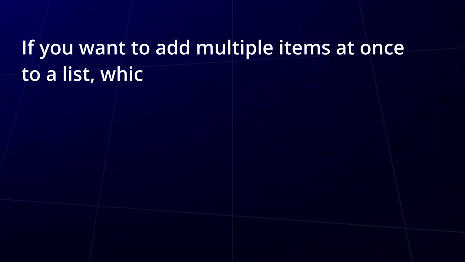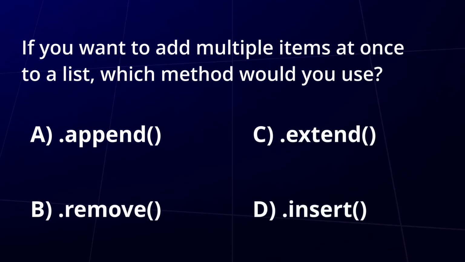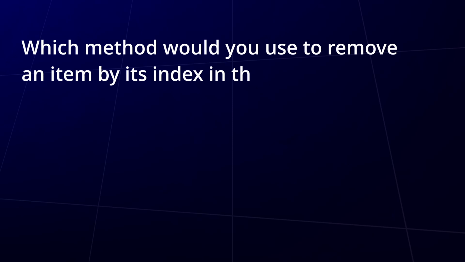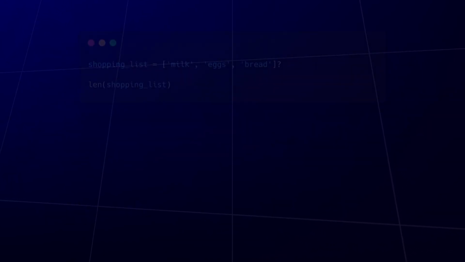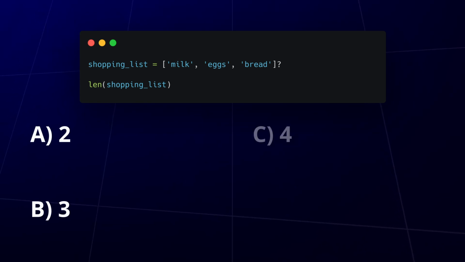If you want to add multiple items at once to a list, which method will you use? Which method will you use to remove an item by its index in the list? What does len shopping list return if shopping list equals milk, egg, bread?